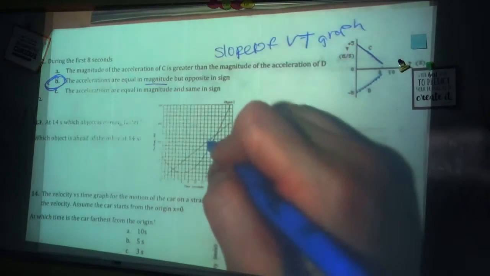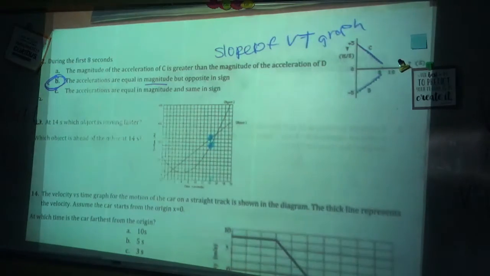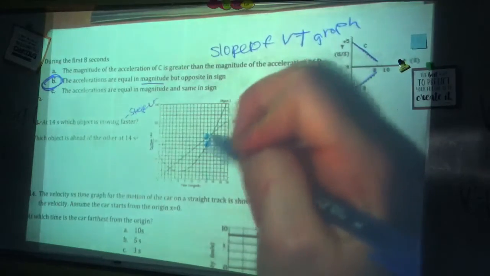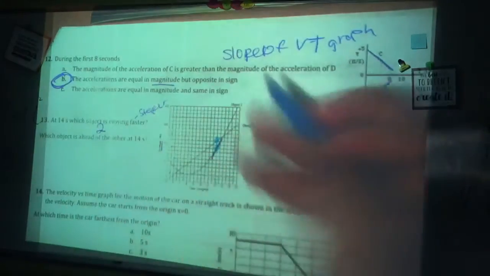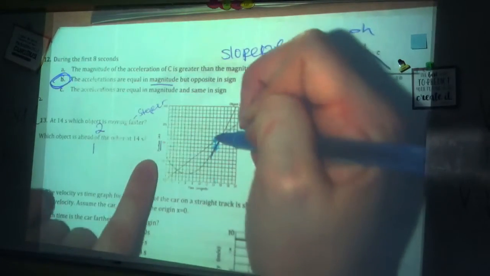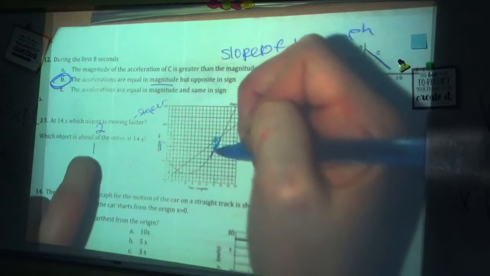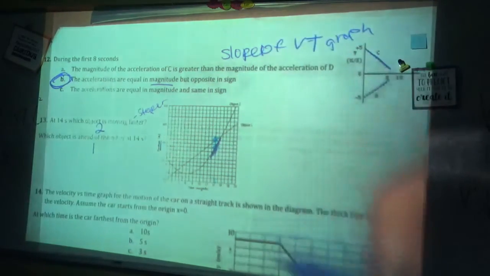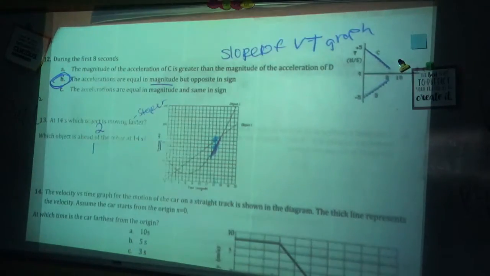So I'm going to go up to 14 seconds. So I have a position versus time graph. So faster just means steeper. So if I look at 14 seconds, object 2 is the steeper one. And which one is ahead of the other? Object 1, because it has a higher position. Higher position means it's ahead of me, does not mean faster. The faster is determined by the steepness of the position graph, and object 2 would be steeper.